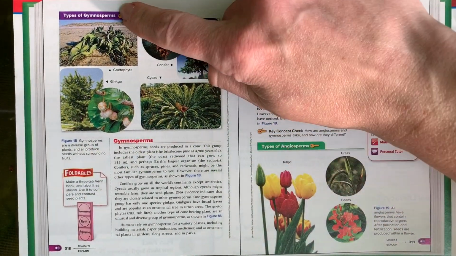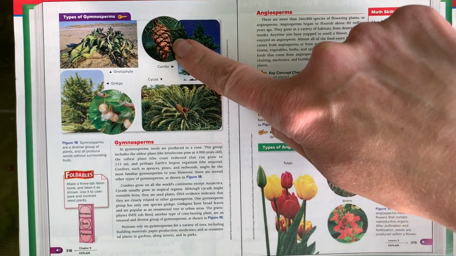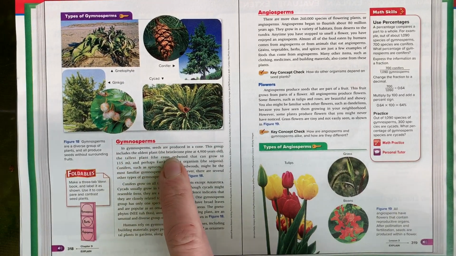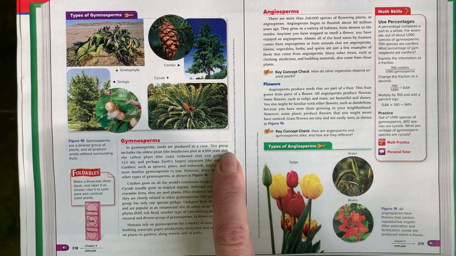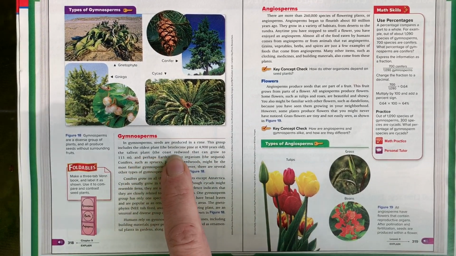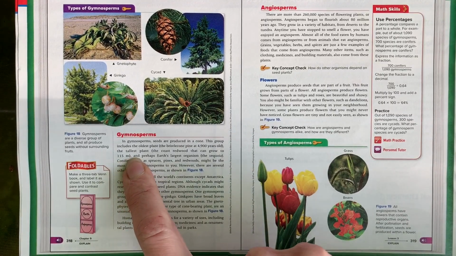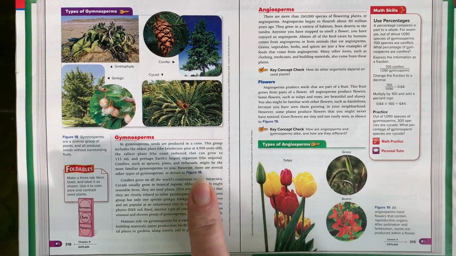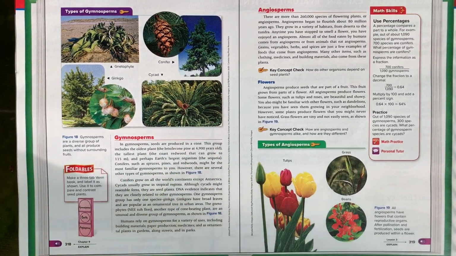In gymnosperms, the seeds are produced inside of a cone. This group of gymnosperms includes the oldest plant, which is the bristlecone pine at 4,900 years old, the tallest plant, the coast redwood, that can grow up to 115 meters tall, and perhaps Earth's largest organism, the sequoia. So conifers such as spruces and pines and redwoods are all very familiar gymnosperms for you guys.